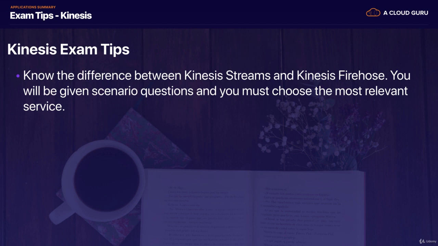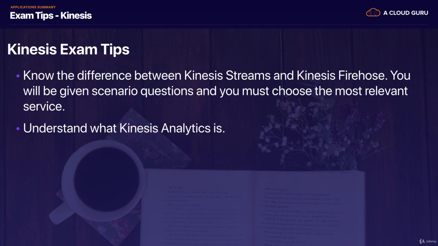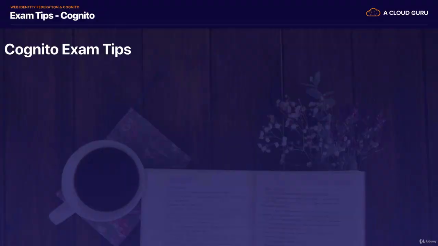So if you see anything mentioning shards or data persistence, you want Streams. If you want real-time analytics and then a place to put it in instantly with no data persistence, then you're going to be using Firehose. And you're going to be given scenario-based questions where you must choose the most relevant service. And then you have Kinesis Analytics, which basically helps you analyze your data in both Firehose as well as Kinesis Streams. And then finally, we looked at Cognito.